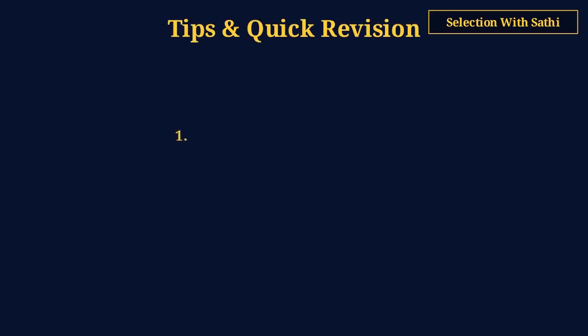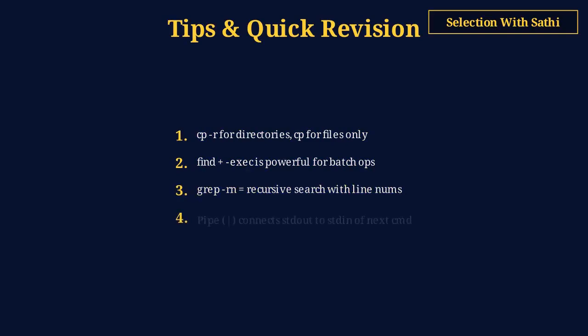Quick tips. Tip 1. Use cp -rp to preserve permissions and timestamps, essential for proper backups. Tip 2. find -exec is powerful but slow for many files. Use find | xargs for better performance. Tip 3. grep -rn is your best friend for searching codebases, recursive with line numbers. Tip 4. Chain pipes for powerful one-liners. cat log | grep error | sort | uniq -c | sort -rn.